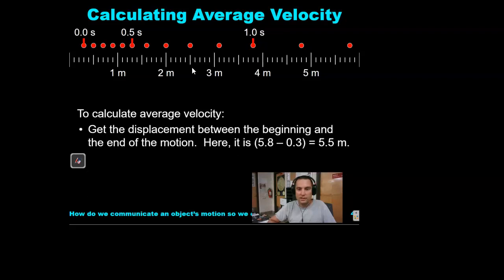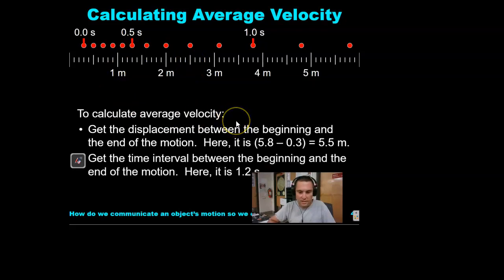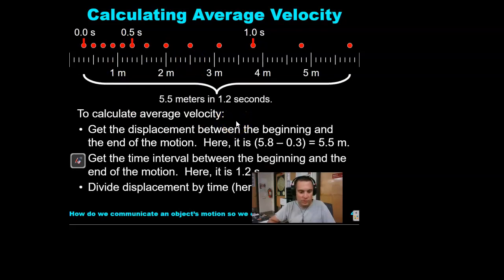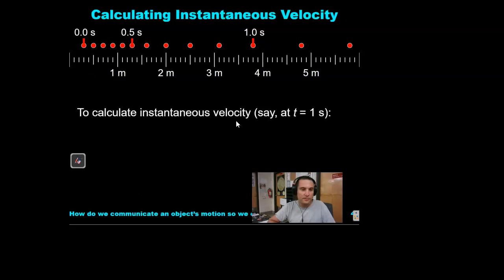Calculating average velocity, we already know it's final minus initial position divided by final time minus initial time. Get the time interval between the start and the end, which is 1.2, divide displacement by time, and it's 4.5.